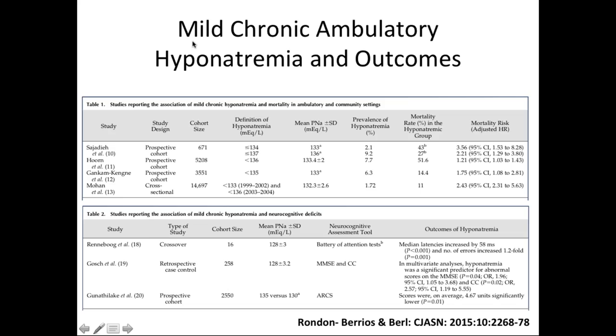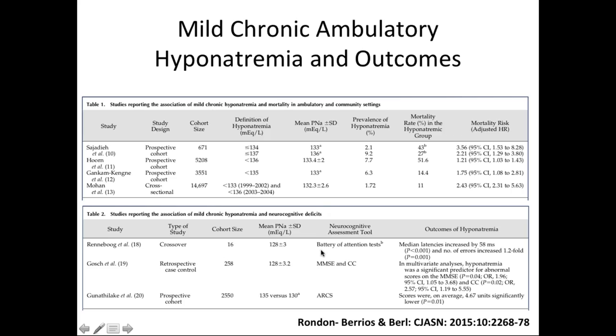Another thing to keep in mind is that even mild chronic ambulatory hyponatremia is a concern. There are lots of studies that have shown hyponatremia is associated with increased mortality in all different kinds of settings in the inpatient. This is a review article looking at chronic ambulatory hyponatremia. I've taken this, and it shows multiple studies which have shown that there is increased mortality with hyponatremia, and that this varies all the way from an odds ratio of 1.2 to 4 and 5 as well.